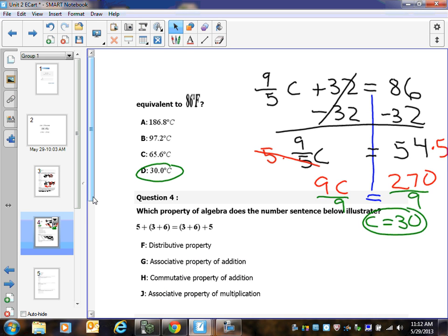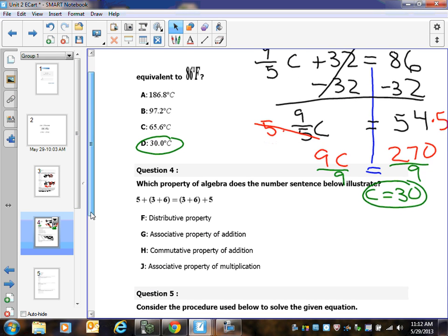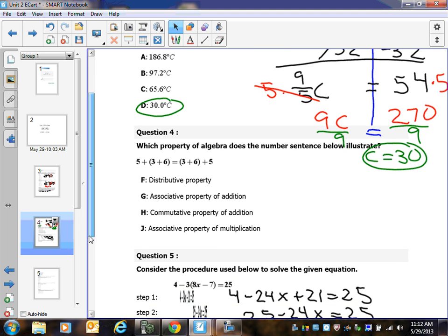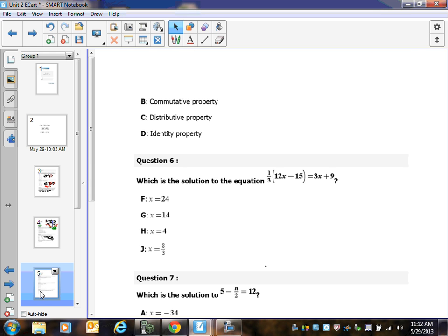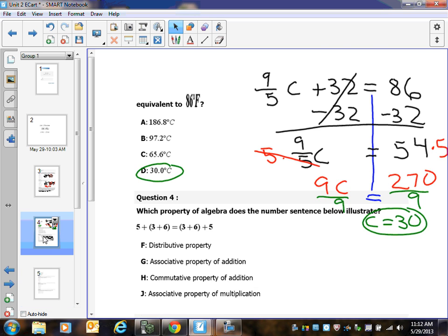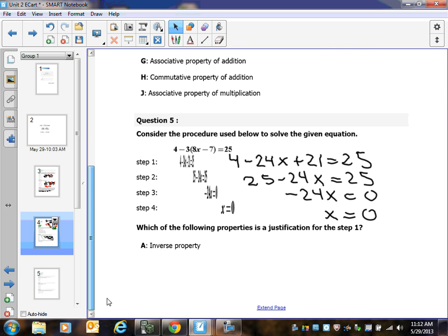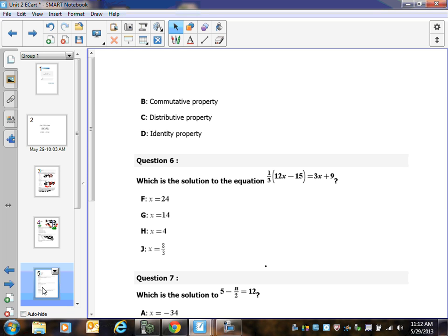Okay, now, moving on to question 5, and remember question 4, the answer was commutative, choice H. And if you still have a question about that, just come and see me. Now, for number 5, here we have which of the following properties is the justification for step 1. All right, so we have some other answer choices here: commutative, distributive, identity, or inverse. Just make sure you focus here on step 1. So it looks like this one's distributive property. So the answer to number 5 would be choice C.